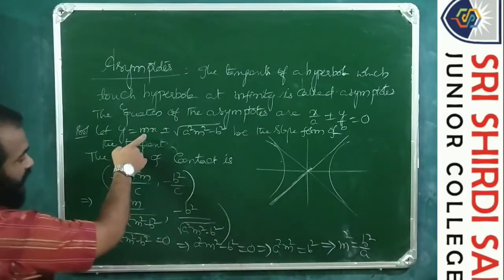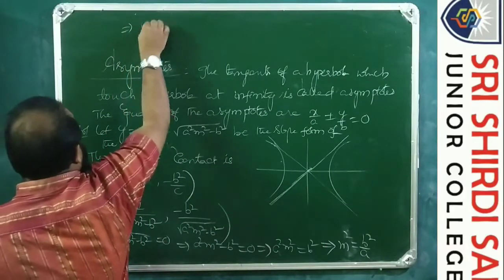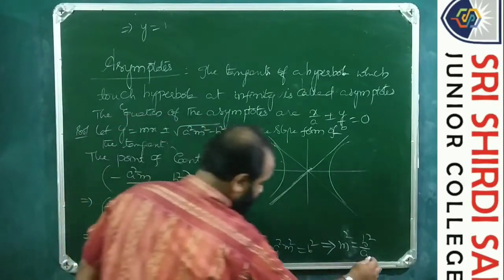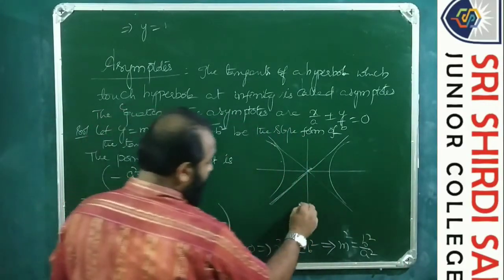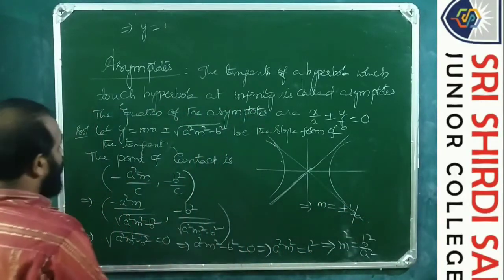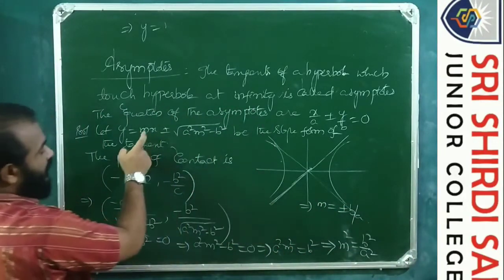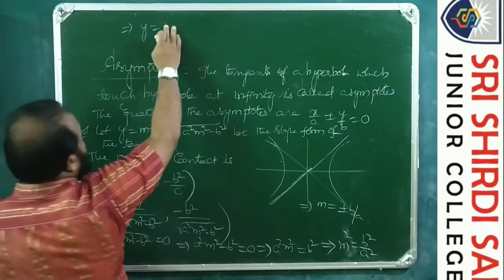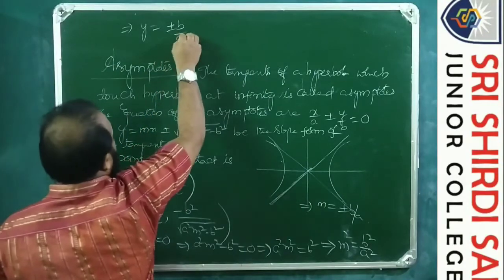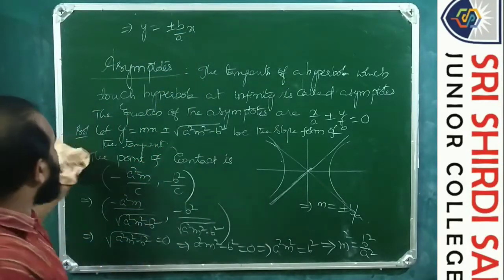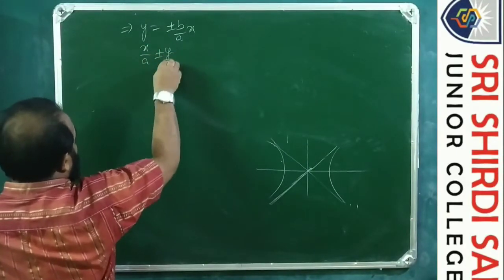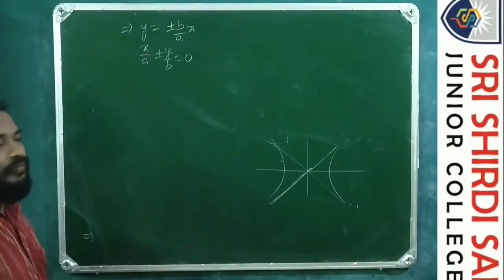So substitute here, in the place of m. From this, m equals plus or minus b by a. So substitute plus or minus b by a in the place of m. So this is y equals plus or minus b by a into x. Then we'll get x by a plus or minus y by b equals 0.